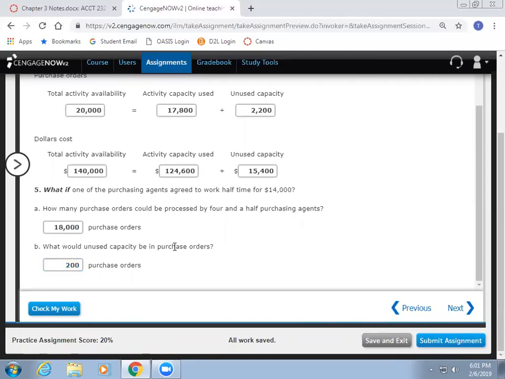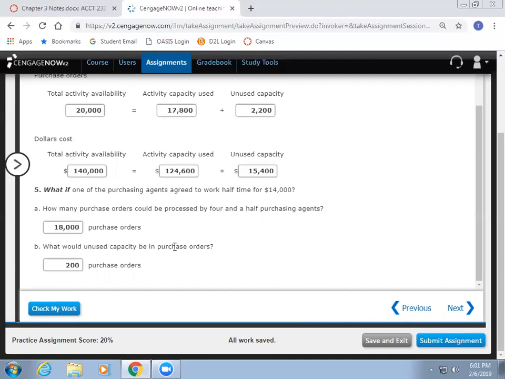So would that be a good costing decision? Absolutely, yeah. We're going to save 2,000 purchase order processes, which is really like $14,000. So by doing that, we'll save a labor cost of $14,000. That's not too bad. It's not too shabby. At least the purchasing agent agreed to work half-time, right? May not be so great for the purchasing agent, but it is a good costing decision for the company.